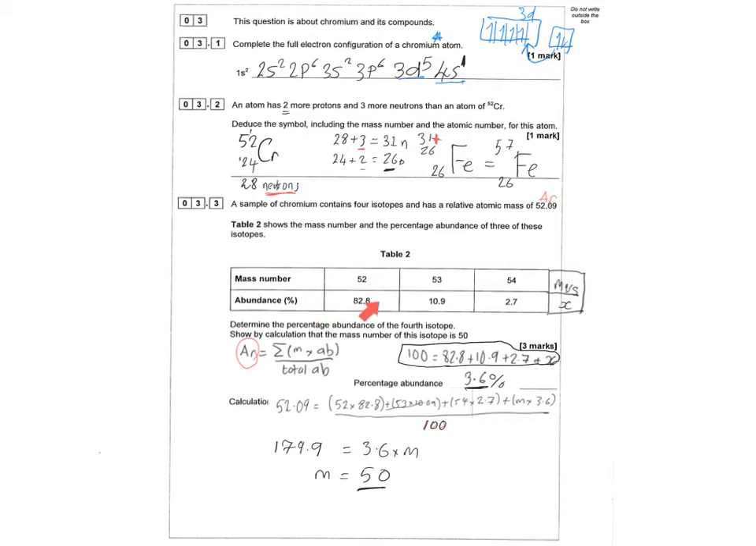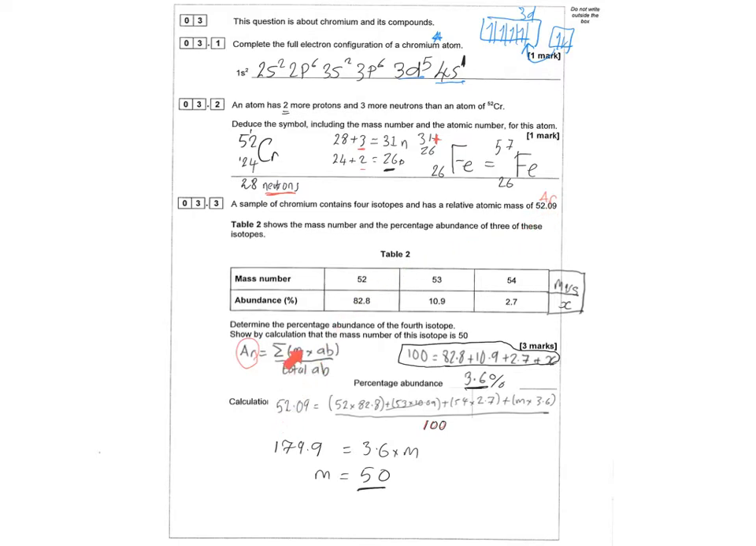But we know when we add all the abundances together, because it's a percentage, it must all add up to 100. So 82 plus 10.9 plus 2.7 plus this last one must all add up to 100. And therefore the percentage abundance of the unknown comes out at 3.6. Now we simply substitute the values into this equation. We've been told that the relative atomic mass is 52.09, which goes into here.